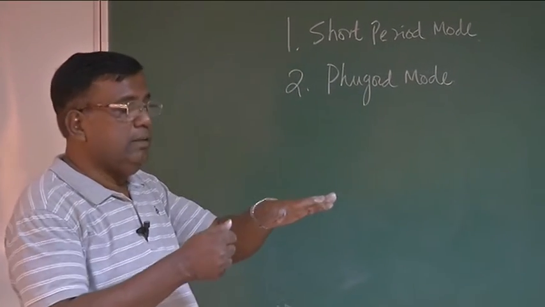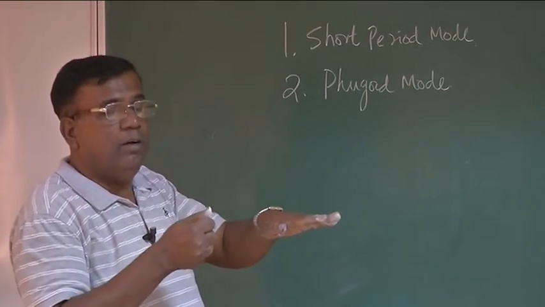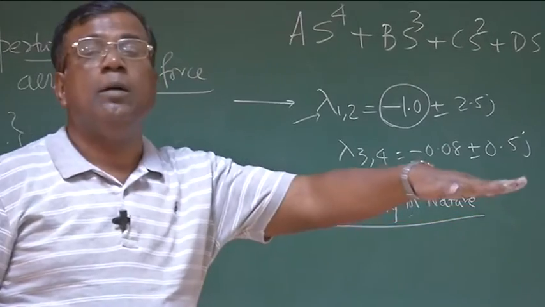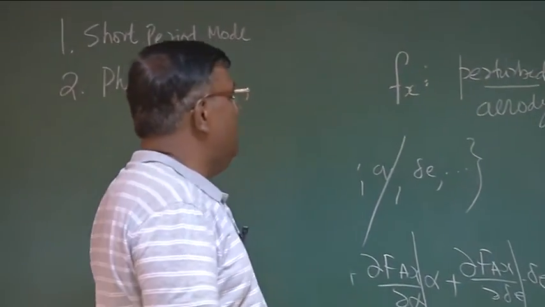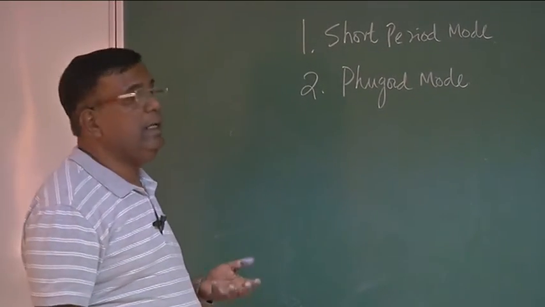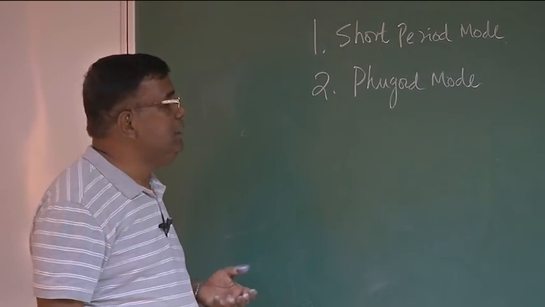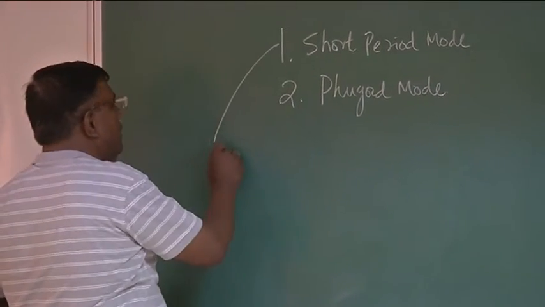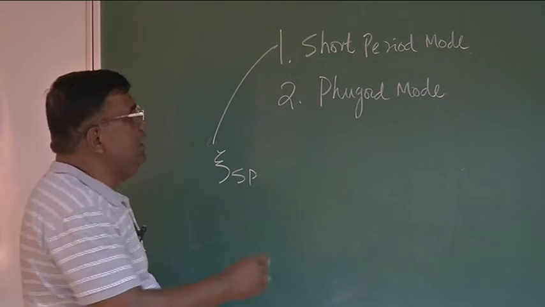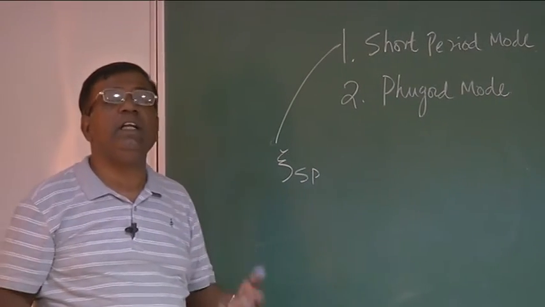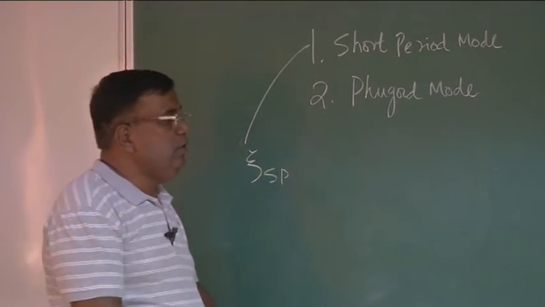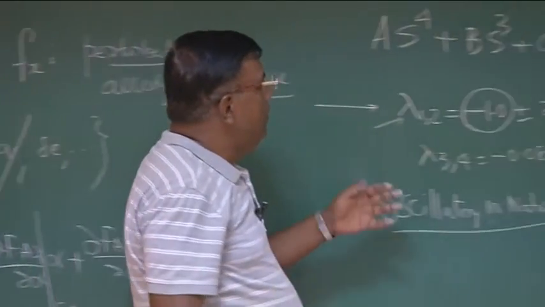Phugoid mode is, if I excite the phugoid mode, maybe I hold the elevator for long, you'll find the airplane will come back to equilibrium, but it will go on doing like this. Then it will come back. So long period mode. So that is the phugoid mode. And we have done some approximation to find out their natural frequencies and their damping ratios. Right? And we have indeed seen the damping ratio zeta for short period is large compared to zeta for phugoid mode, where phugoid mode is a weakly damped mode.